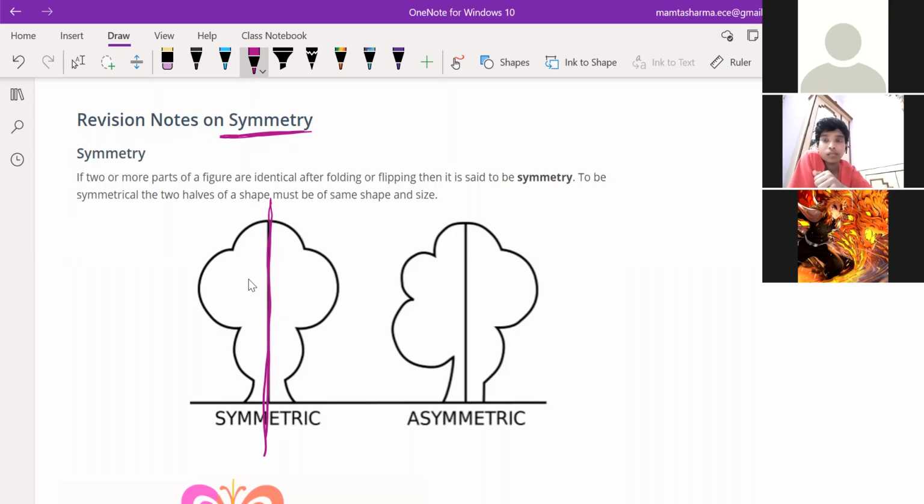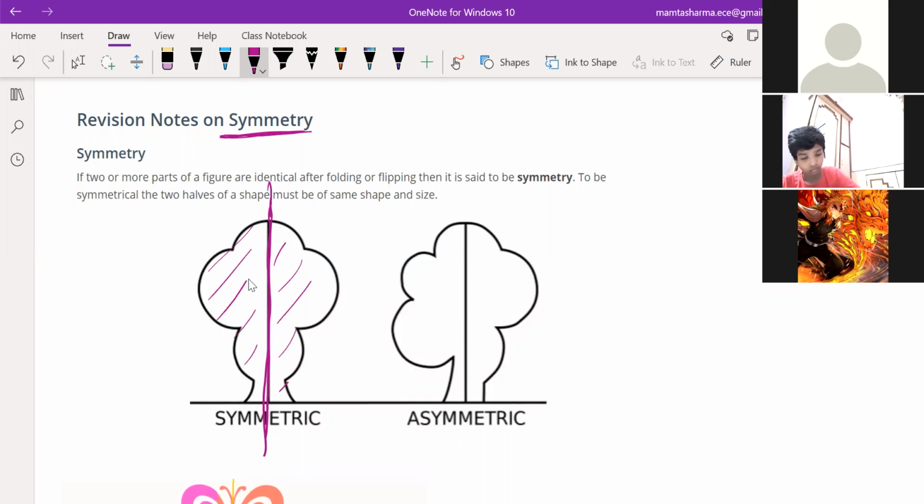So what you will get when you open it and close it, when you fold it, after closing, they will cover each other. No part will be left out. They will cover each other. So that is the symmetry. It means that both these two parts are symmetrical.